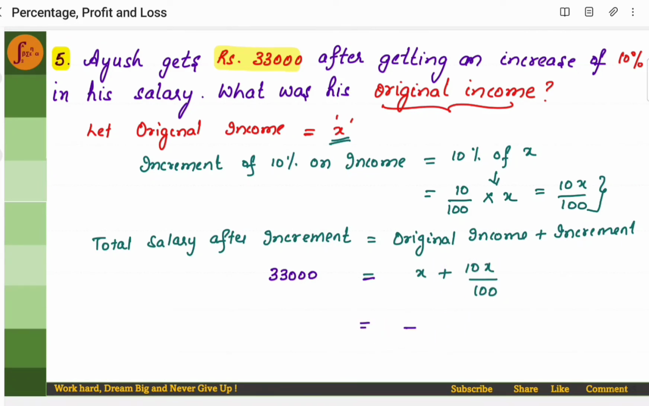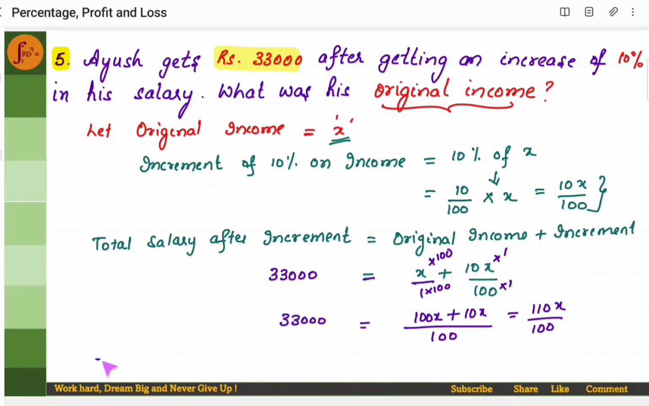So we'll take the LCM here. LCM is 100. To get an LCM of 100, you have to multiply x by 100, so you'll get 100x. And for the second term, you have to multiply the numerator by 1, so 10x into 1 is 10x. So this will be 110x by 100. This is equal to 33,000.